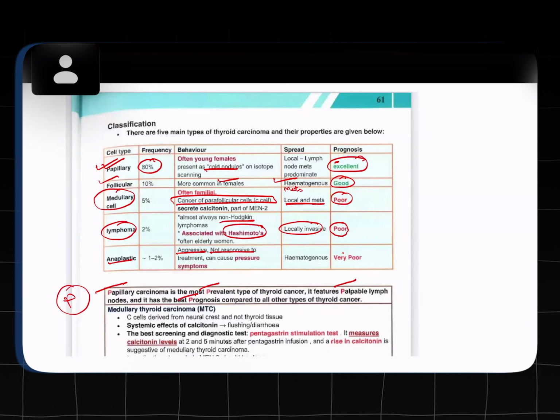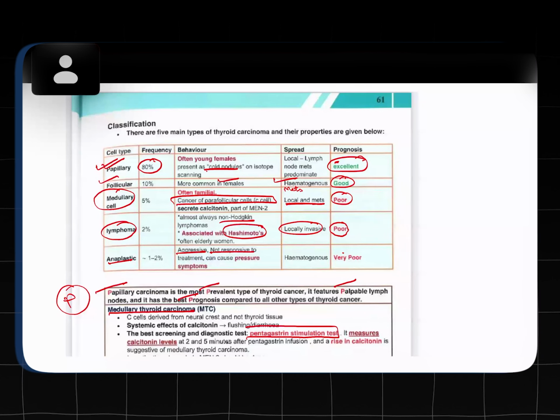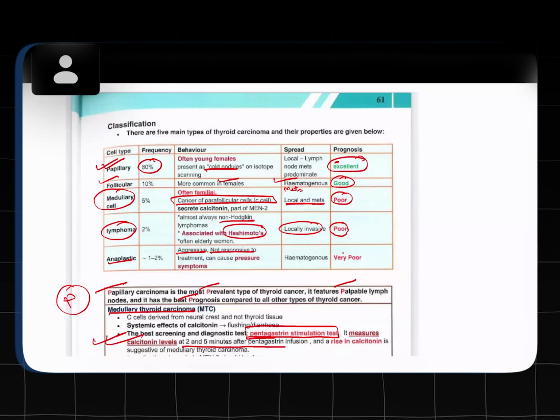Best screening test for medullary thyroid carcinoma is calcitonin level, and the test name is the pentagastrin stimulation test. A rise in calcitonin 2 to 5 minutes after pentagastrin infusion is suggestive of medullary thyroid carcinoma.